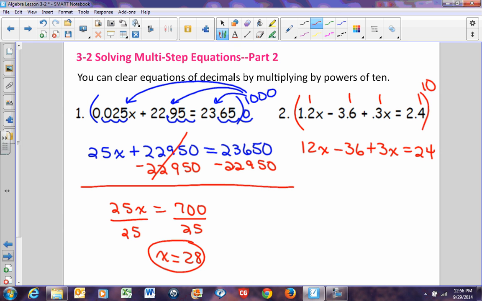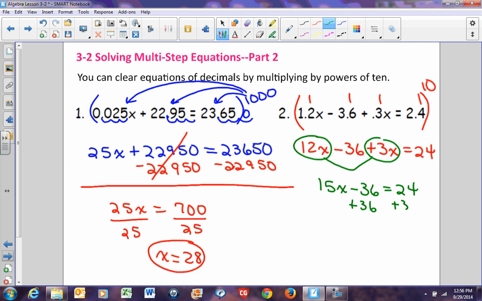So now I have a basic multi-step equation with no more decimals. Now I will look at it and see my like terms. I have a 12x and a positive 3x. 12x and 3x is 15x minus 36 equals 24. I will add 36 to both sides. And I get 15x equals 60. So to solve this, divide by 15, and x will equal 4. As you can see, it's not difficult to clear fractions and decimals.